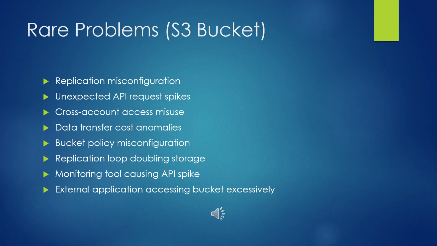Example 5. Data transfer cost anomalies. Data is frequently accessed from a different AWS region or over the internet. Even though storage cost looks normal, data transfer, egress, charges become very high without clear visibility.